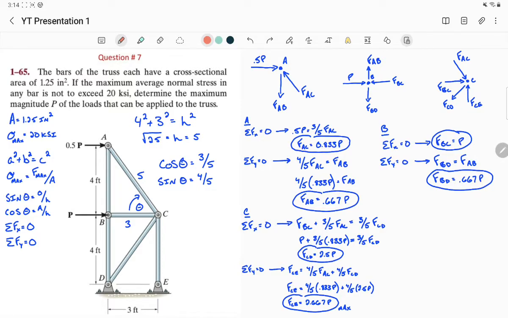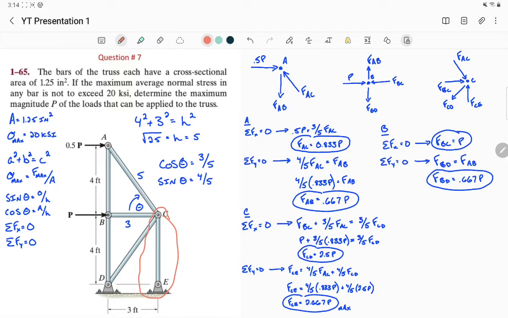So next thing we need to do is find out which one of these has the highest multiple of P, because that's going to tell us which member is responsible for supporting the maximum amount of the load P when applied. So we see that the force in member CE is going to be the highest multiple of P at 2.667P.